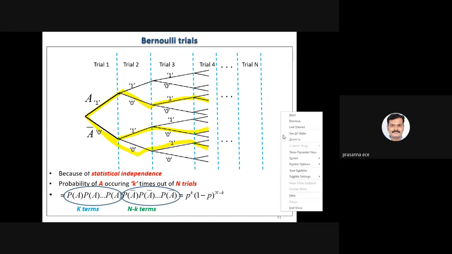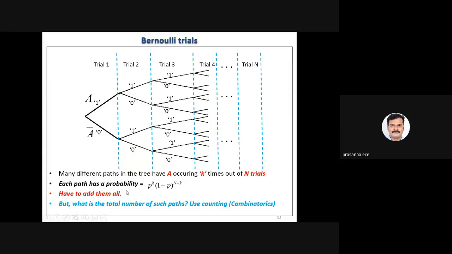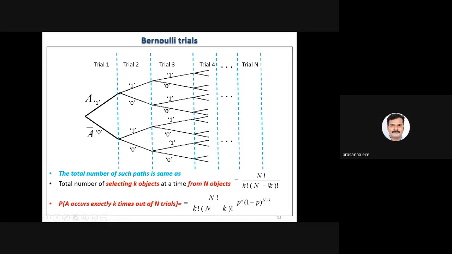So how do we count all those paths? We use combinatorics. We have to add the probabilities of each path to get our final result. That is why we use combination, that is nCk, selecting k objects from n objects at a time.